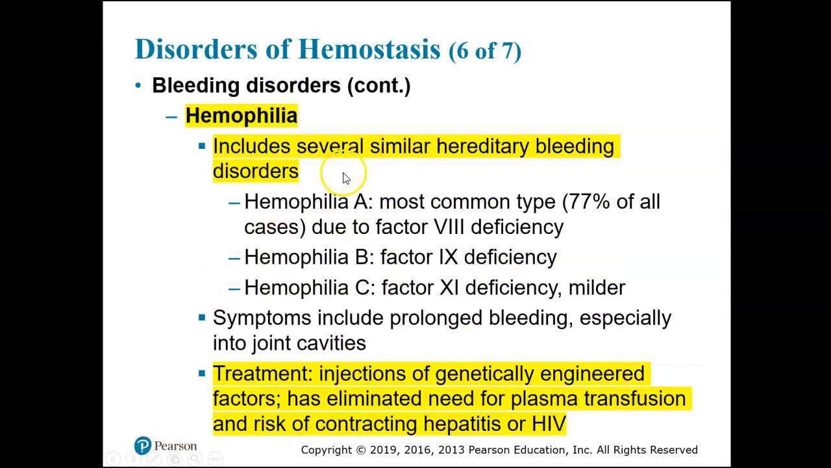Then hemophilia is genetic. It includes several similar hereditary bleeding disorders. Sometimes we call them free bleeders. They are X-linked disorders, so they're more common in men. The treatment is injection of genetically engineered clotting factors, which has eliminated the need for plasma transfusion and the risk of contracting hepatitis or HIV.